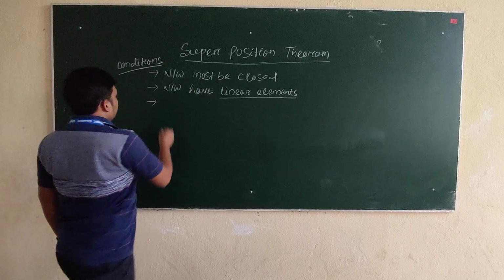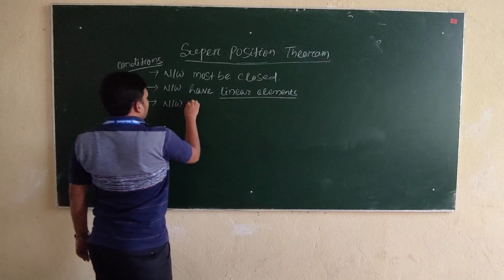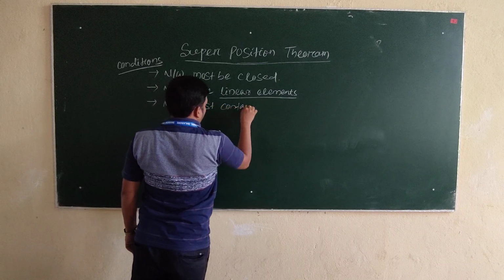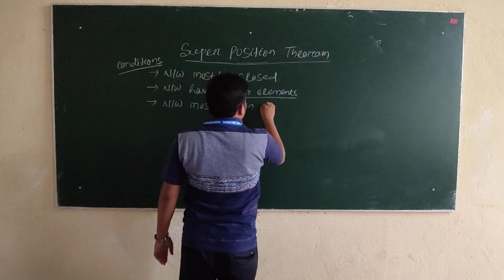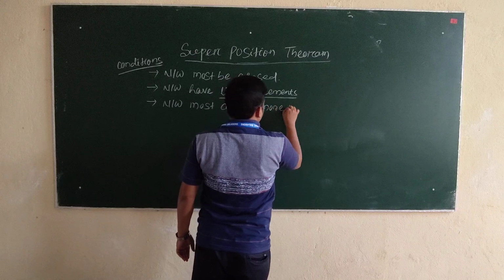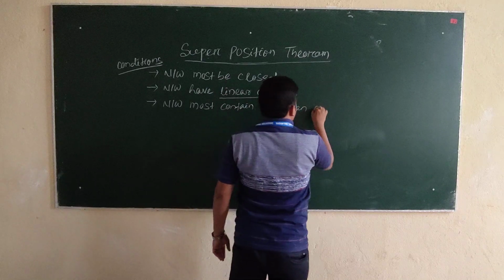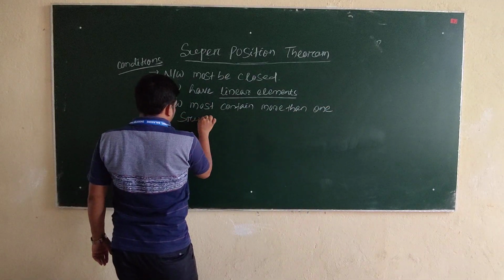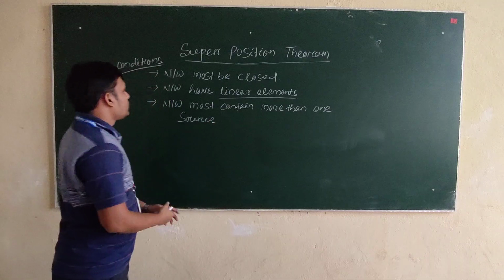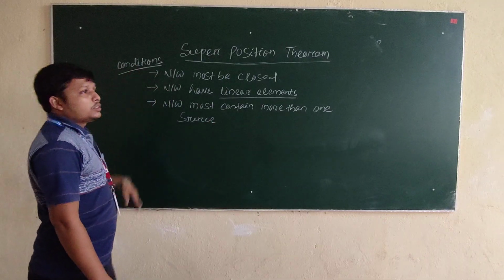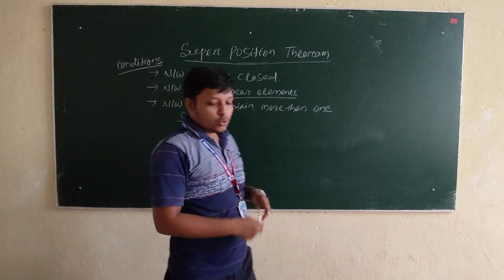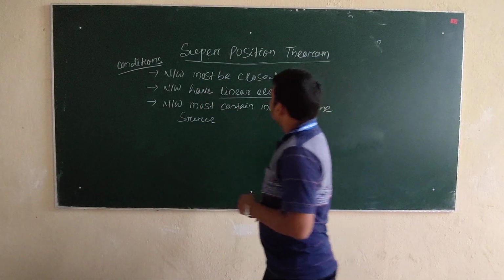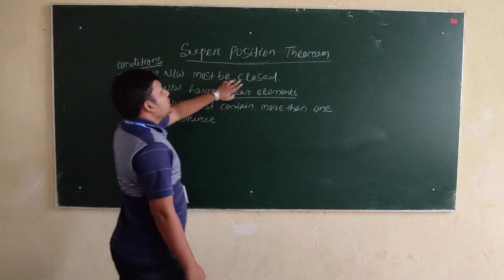Third one, the network must contain more than one source. These three conditions play a vital role in applying the superposition theorem. So, the network must be closed.